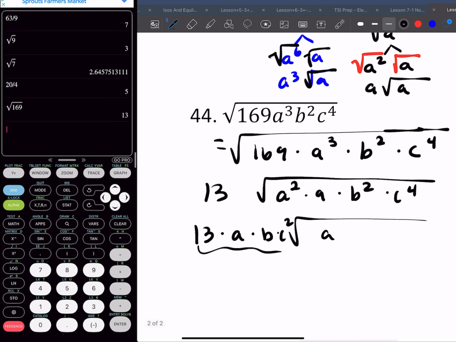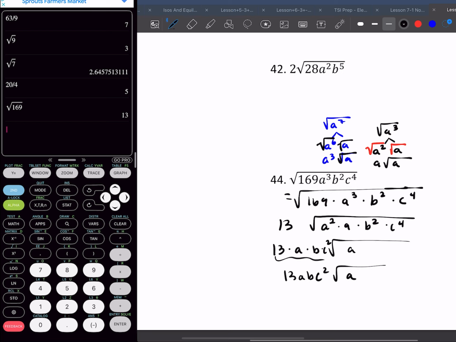So now I'm going to multiply, and your answer is going to be 13ab c squared root a. Okay? All right. We're good to go.